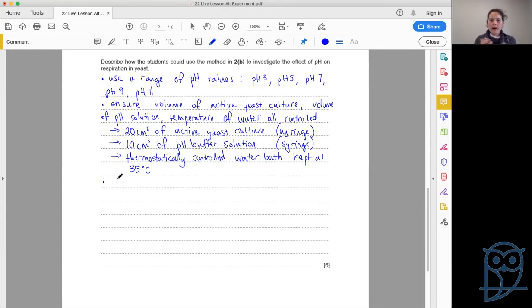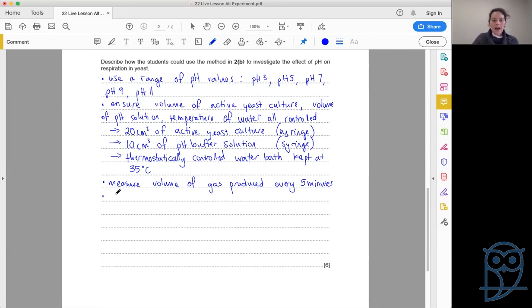What are we going to measure? Our dependent variable. So we're going to do the same thing they did. I mean, there's no reason in this case why we need to change anything. So we're going to measure the volume of gas produced every 5 minutes. We're not going to go into great detail there because we would be copying a lot of their method, and they're not going to give us a whole lot of marks for copying a previous method. So we're going to focus on the differences, things like our pH values, our pH buffer, our thermostatically controlled water bath.